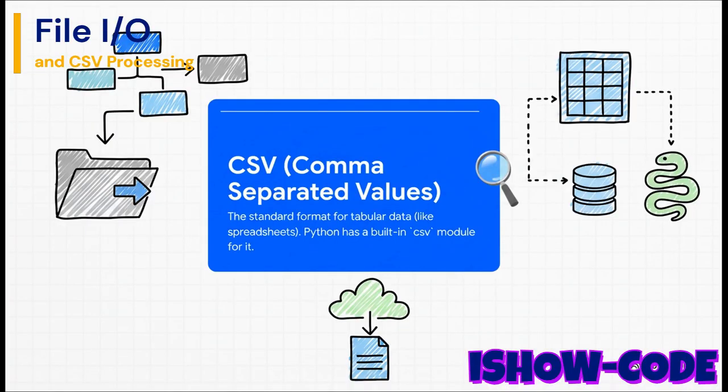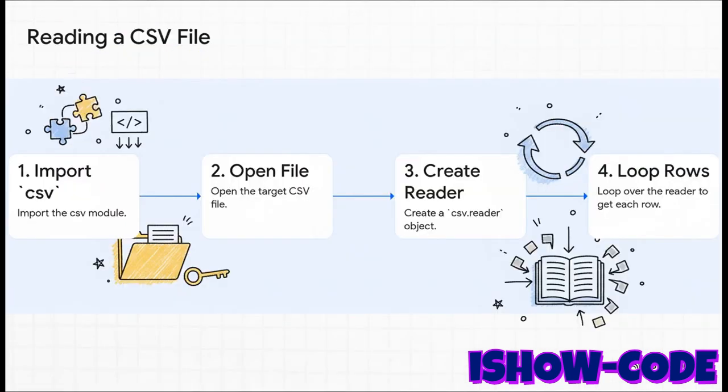So CSV stands for comma separated values, and you can basically think of it as the universal language for data. It's a simple text format that pretty much any program that handles data, Excel, Google Sheets, databases, they all understand it perfectly. It's the perfect choice for storing structured information. And the process is just wonderfully straightforward.